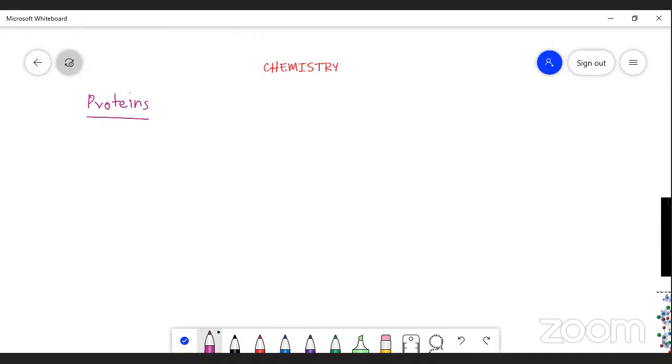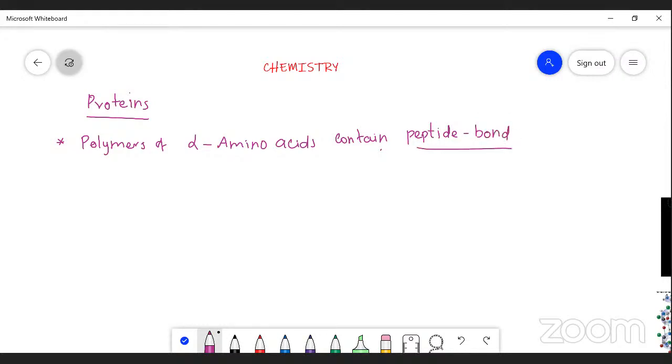Now, chemically, what is protein? Proteins are polymers of alpha amino acids which contain peptide bonds. So chemically, proteins are polymers of alpha amino acids which contain peptide bonds.